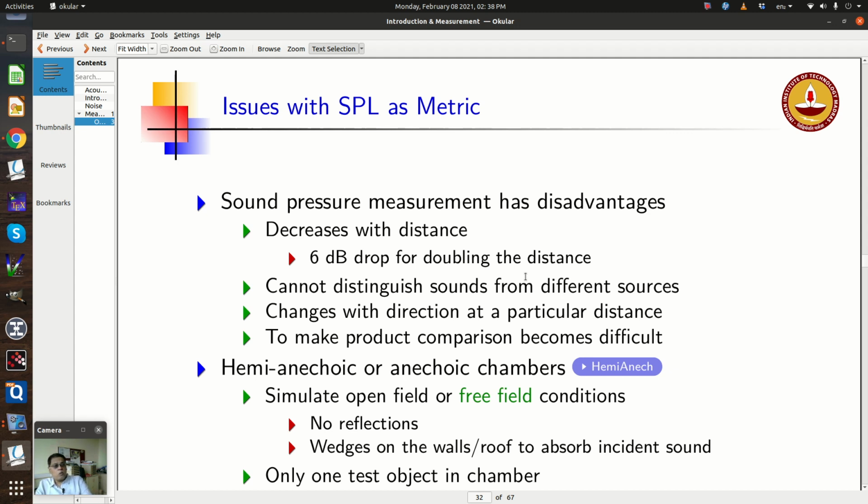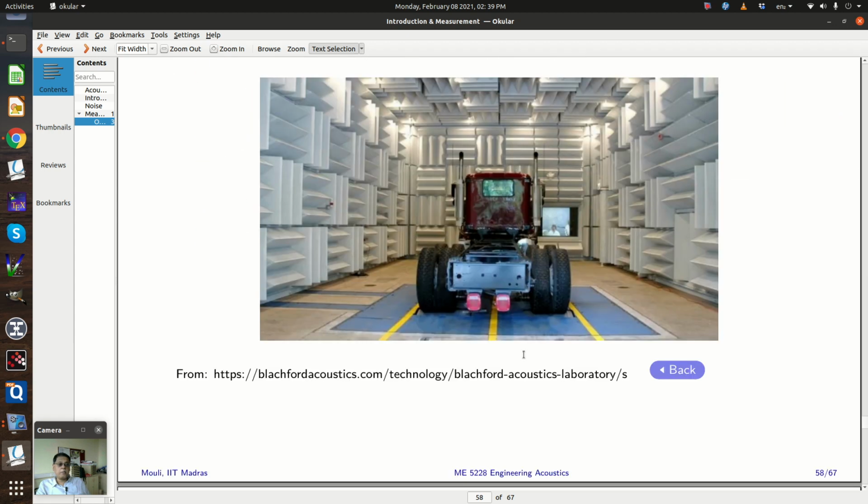So if I want to avoid all of these issues, I have to make these measurements in an open field or free field kind of environment. Free field means no reflection. So people create what are called hemianechoic or anechoic chambers. We will look at a picture of a typical hemianechoic chamber. This is for testing a truck. You can see the truck chassis. It is a fairly large anechoic chamber. These things that you see on the walls are meant to create a free field like environment. The waves come and get absorbed, so there is nothing that is reflected.